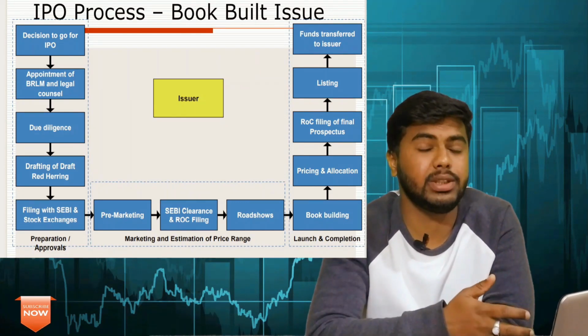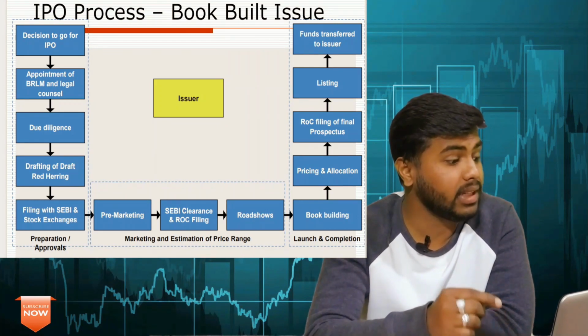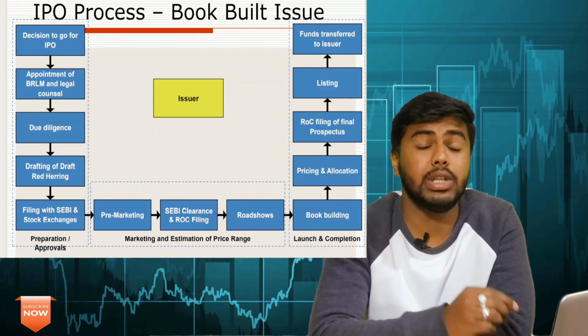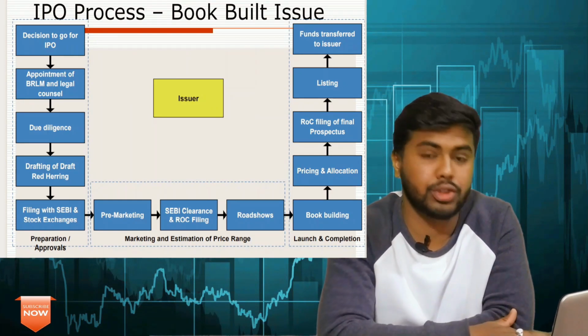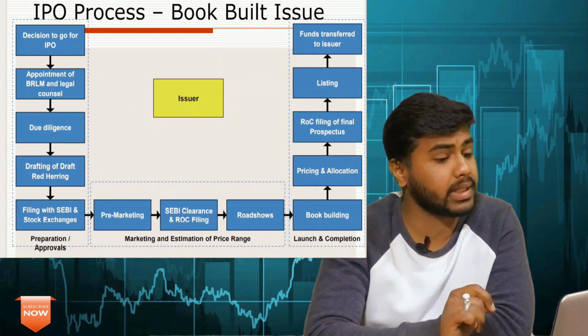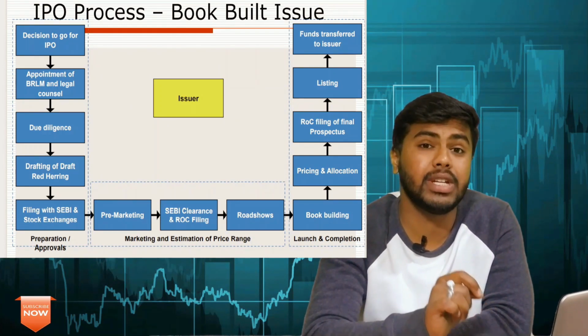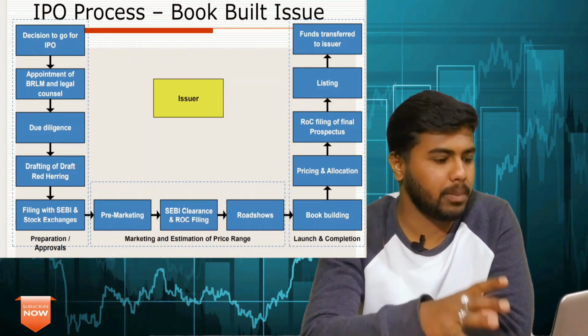So the next is due diligence, means it needs to file all the paper correctly. After that, drafting a red herring prospectus. It needs to draft a red herring prospectus with SEBI. So what is a red herring prospectus? A red herring prospectus is a preliminary prospectus filed by the company with the Securities and Exchange Board of India, usually in connection with an IPO, initial public offer.